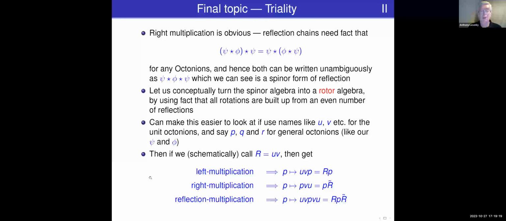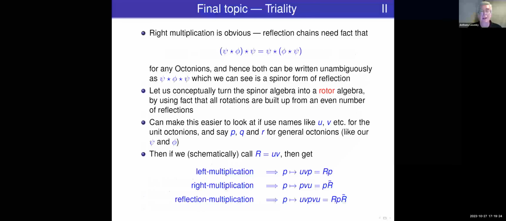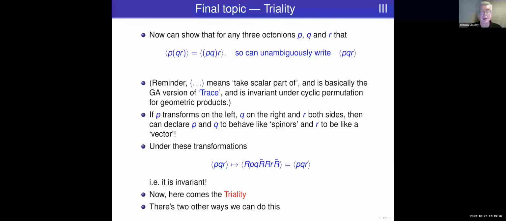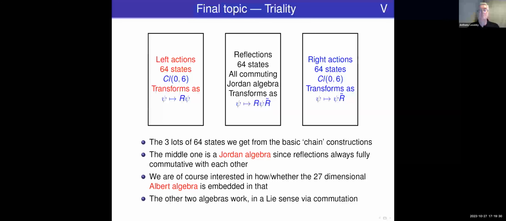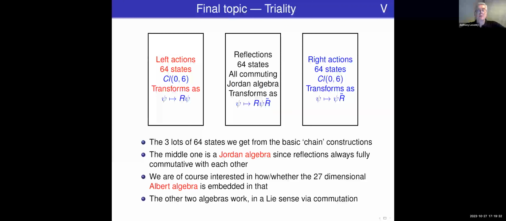I'm not going to go through this bit in detail because I think time is definitely running out. I just want to show you what this leads to. Here we go. In terms of our thoughts about how we might get to Jordan algebras and how we might get through to F4, I've mentioned, of course, several times the 64 states, the CL06.